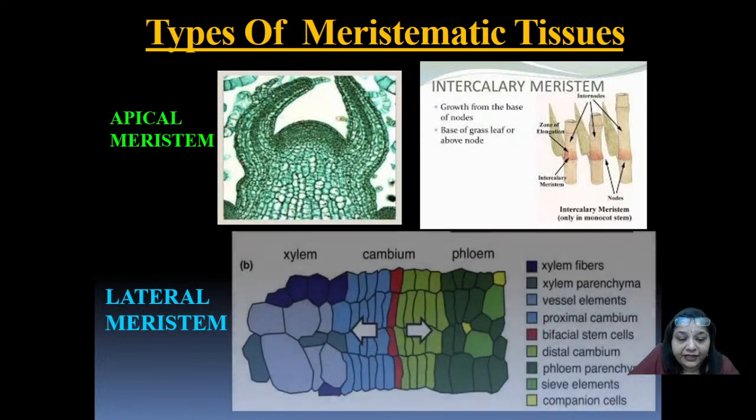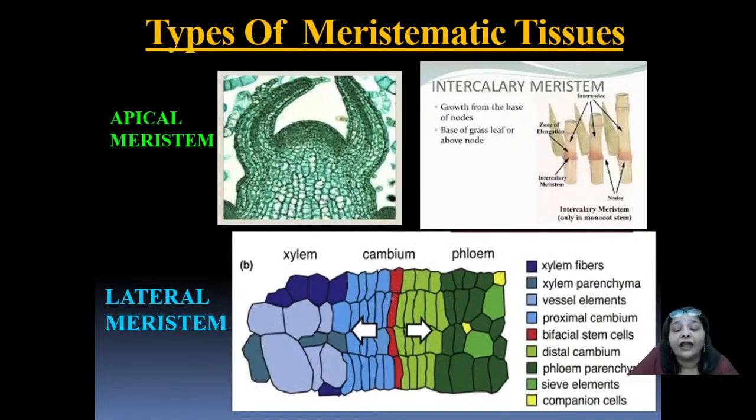And the lateral meristem, here you can see the lateral meristem is found along with the conducting tissues, the xylem, which are the water conducting tissues I told you, and the phloem, which are the food conducting tissues. We are going to learn about them a little later in this session. The lateral meristem consists of the special tissue called the cambium tissue.